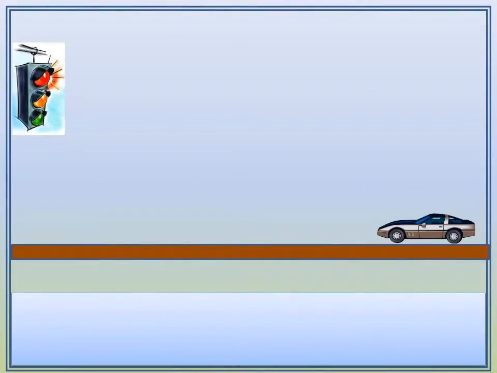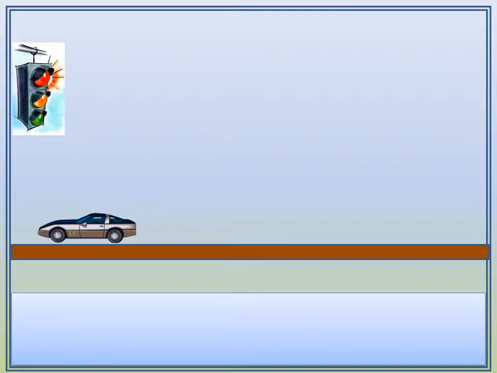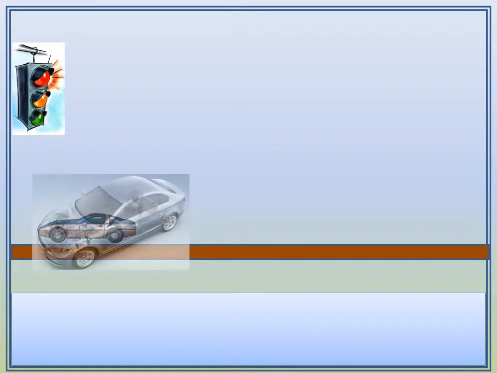Now let us learn about a situation where we can find frictional force in action. We observe a moving car. It slows down to a stop at a traffic signal. This happens because of the force of friction between the brake and the wheel of the car. The brakes come in contact with the moving wheels of the car and slow down the car.